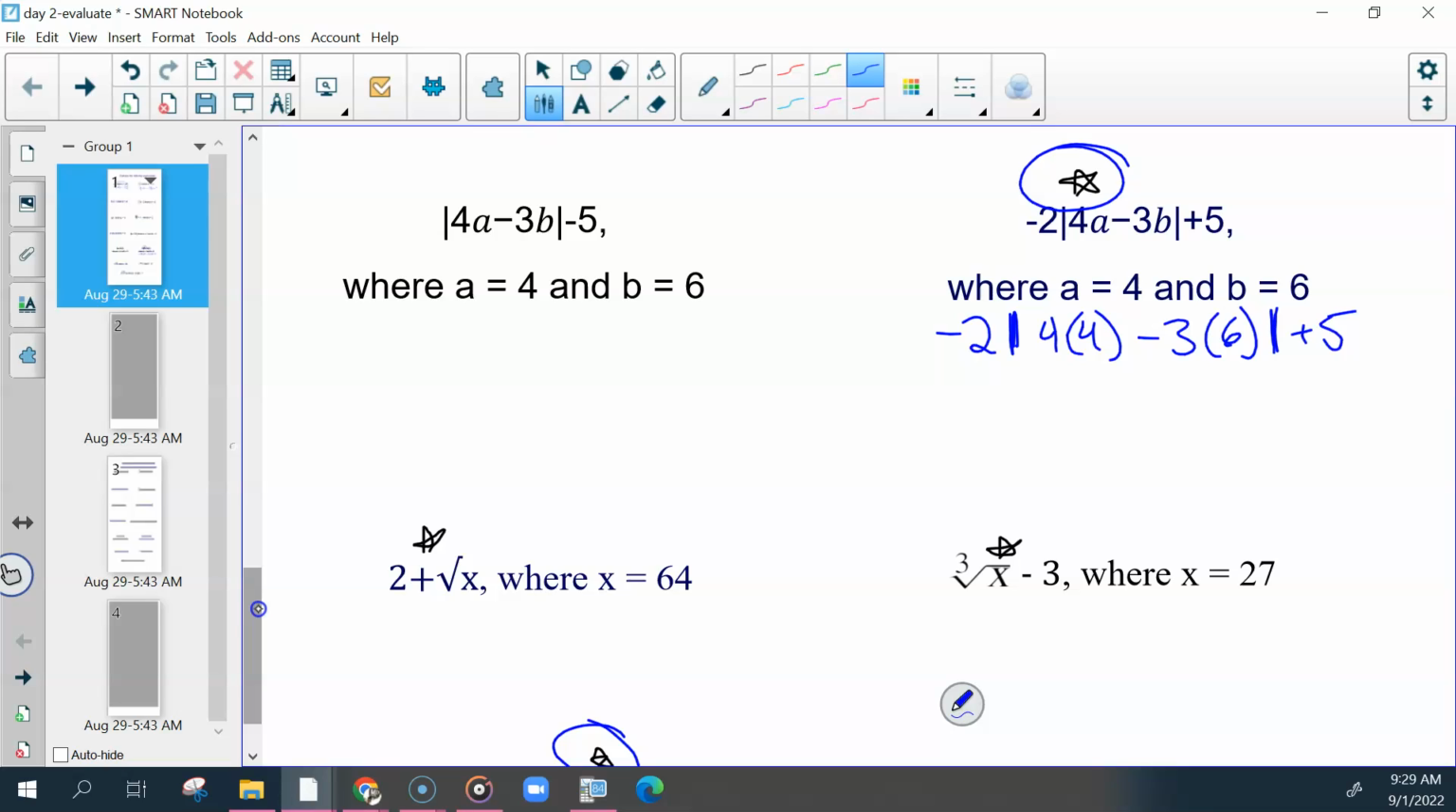Once you substitute or replace your variables, now it's just order of operations. What would we do first? Okay, we could actually multiply these both at the same time. 4 times 4 and 3 times 6. So 4 times 4 would give us, everyone can answer? 16. And then the minus I'm just going to leave because this is going to become a negative. 3 times 6 would give us 18.